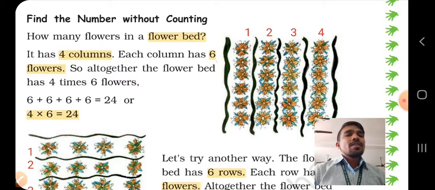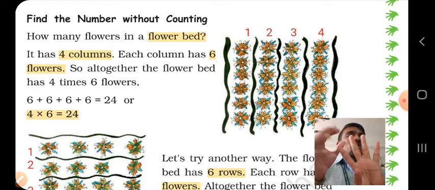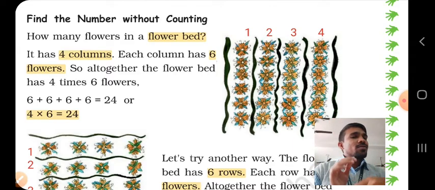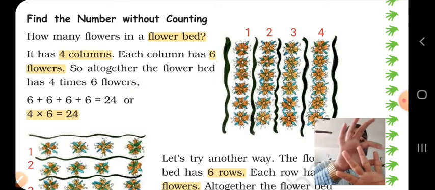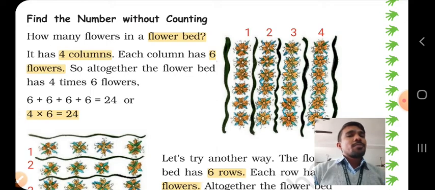So there are 24 flowers in this flower bed. How have we done it? We can even add them: 6 plus 6 plus 6 plus 6. Then also you will get 24. And if you do not want to add, you can multiply. How many times? 1 time, 2 times, 3 times, 4 times. 4 times, which number is repeated? 6. So 4 times 6, that is 4 multiplied by 6, 24.